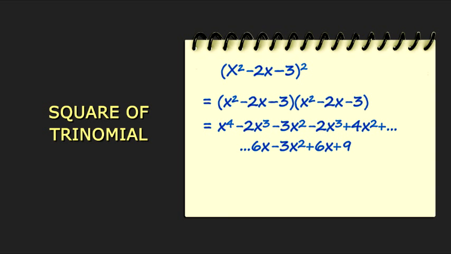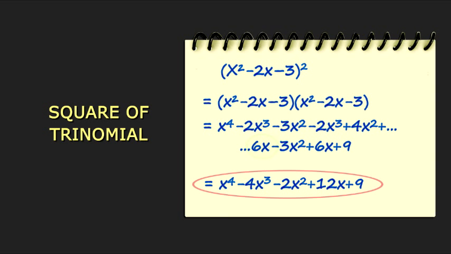Then the last thing we do is to combine like terms. So, negative 2x cubed minus 2x cubed is equal to negative 4x cubed. Then, negative 3x squared plus 4x squared minus 3x squared is equal to negative 2x squared. Then, 6x plus 6x is equal to 12x. Then last, copy the positive 9. And that's the final answer.